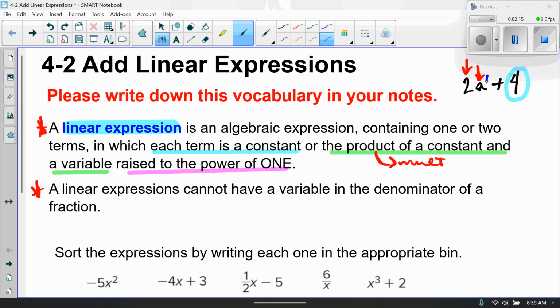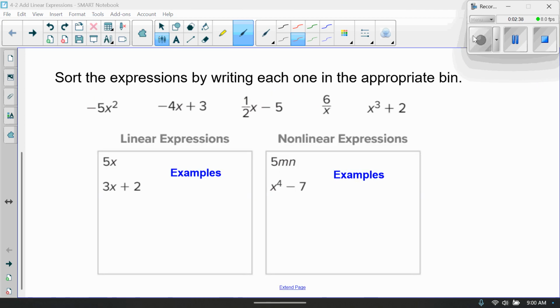And our linear expressions cannot have a variable in the denominator of a fraction. So that means that if it looks like this, 12 over a, this is not a linear expression. That cannot happen. So based on that definition, we want to sort these expressions by writing each one in the appropriate bin.